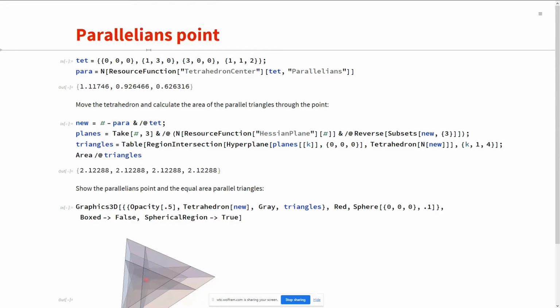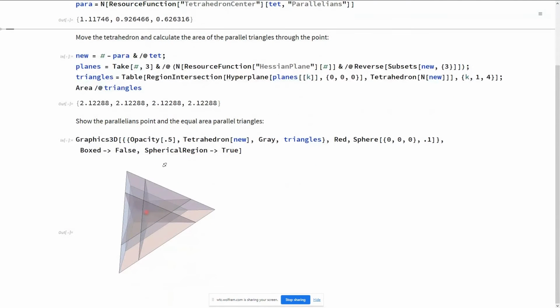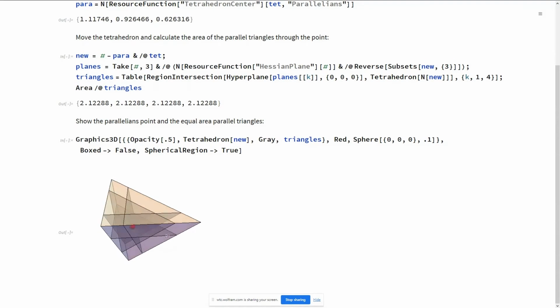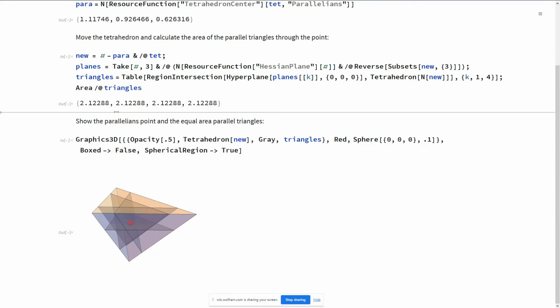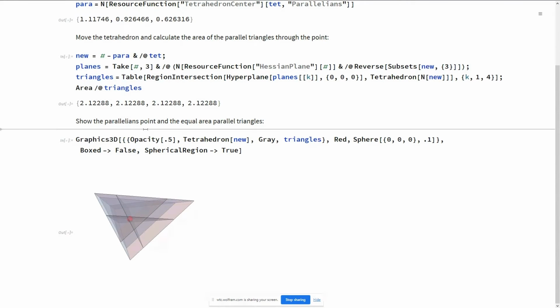The parallelions point, say given a point here, if we pretty much just generated there. And my claim is that if we go through that point in red here with planes parallel to the faces of the tetrahedron, all the 4 generated triangles have the same area. So this is the equal area parallelions point, and here are the calculations here. They all do have the same area. So this is another point for the tetrahedron.